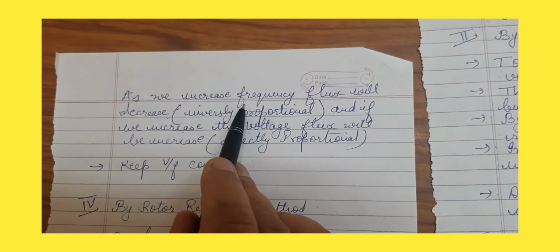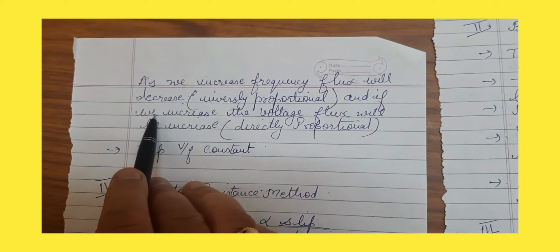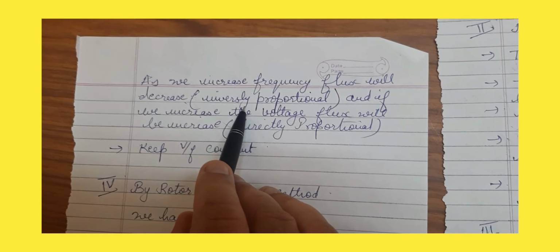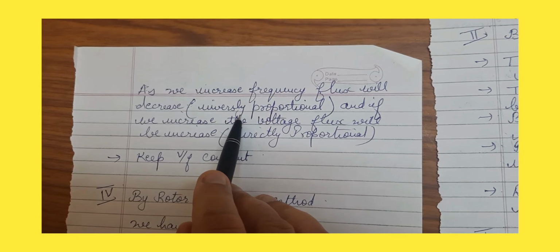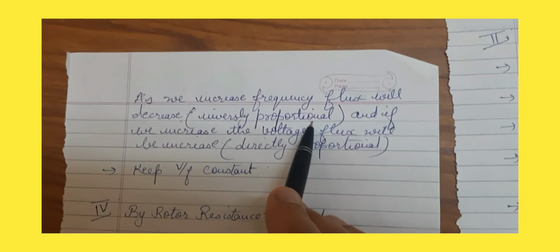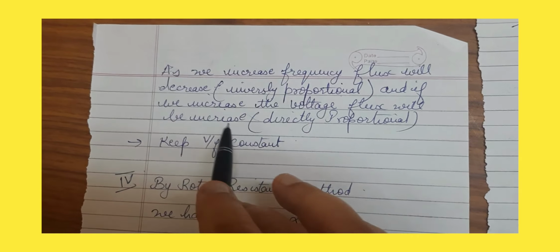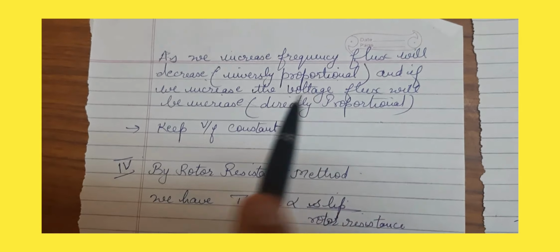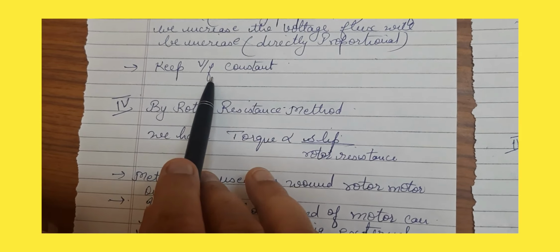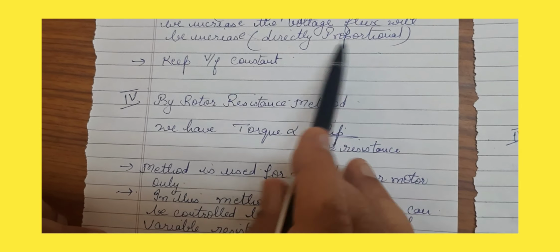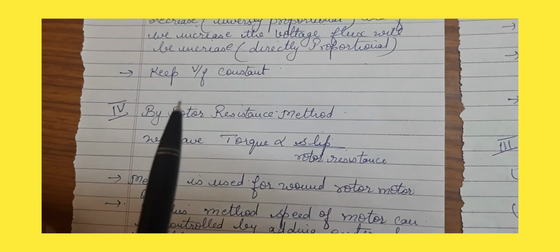As we increase the frequency, the flux will decrease, because the magnetic flux is inversely proportional to the frequency. And if we increase the voltage, the flux will increase because it is directly proportional. So the V/F ratio is kept constant by keeping the voltage and frequency in proportion.